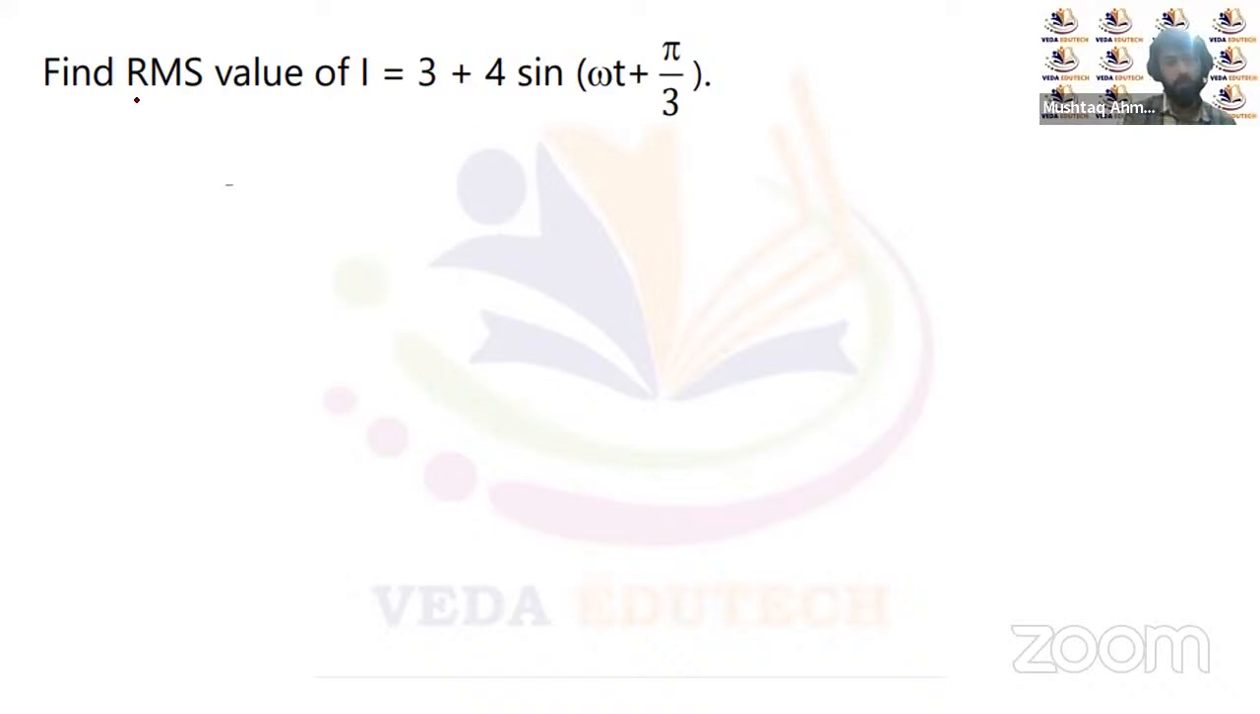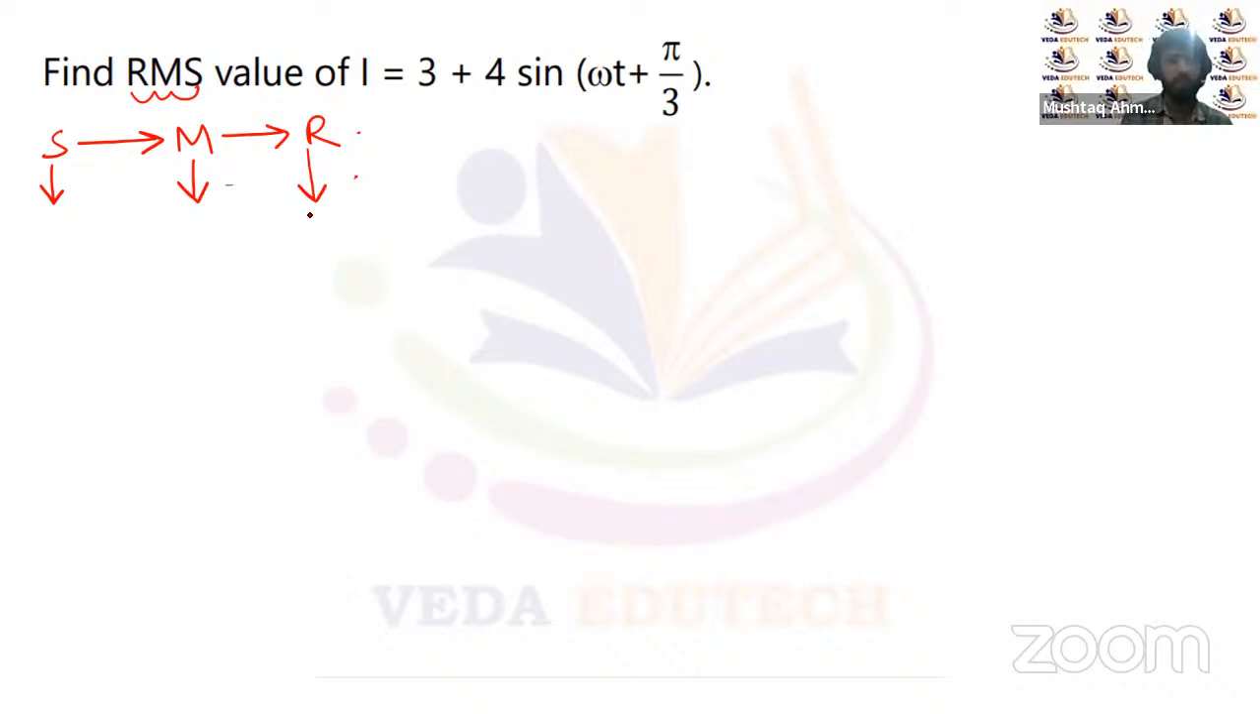Now, in order to find the RMS value, we can do it in the reverse direction: square, mean, and root. It means that we first square the function, then take the mean of that square, and after putting the root on that mean square, it will give us the RMS value.